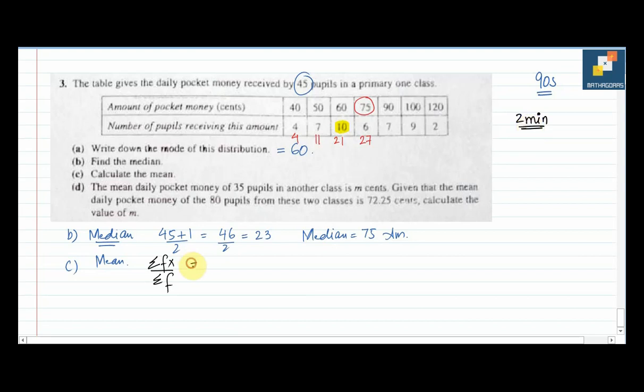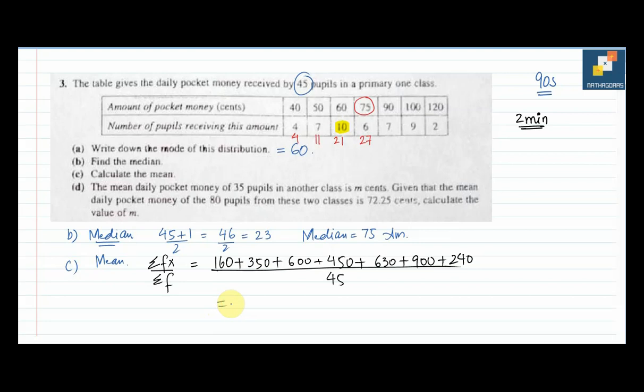All right, so if I do the summation of fx, it's 4 times 40, it's 160, plus 7 times 50 is 350, plus 600, plus 6 into 75, it's 450, plus 7 nines are 630, plus 900, plus 240, and divided by the total frequency, which is 45. I need to add all those values. So 160 plus 350 plus 600 plus 450 plus 630 plus 900, and lastly 240.